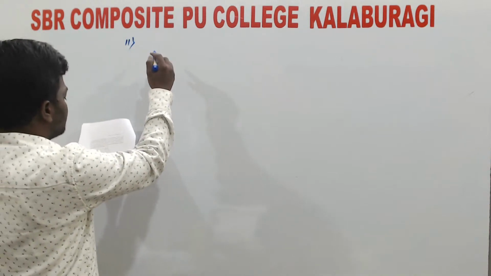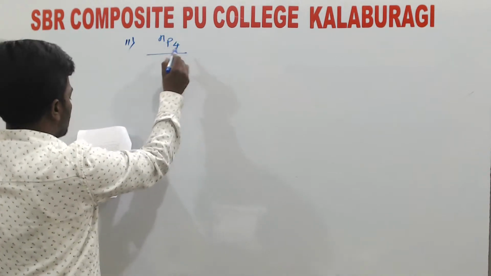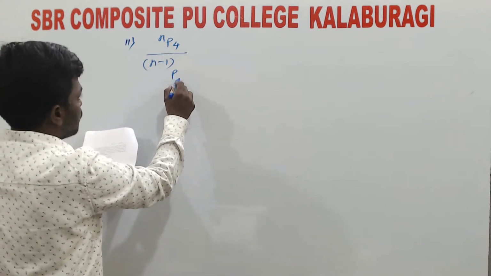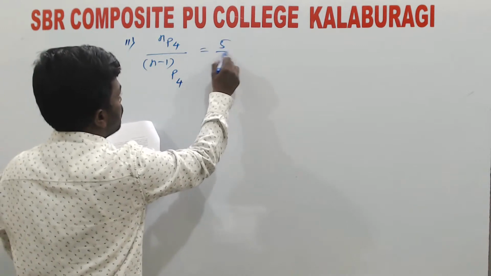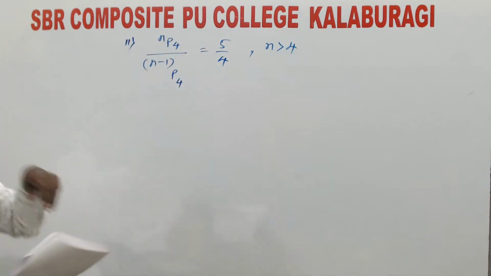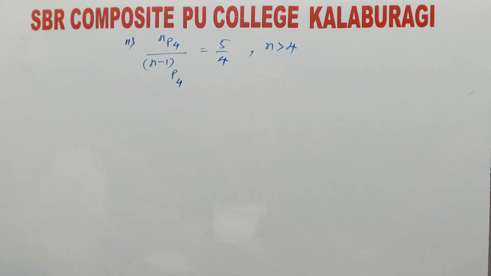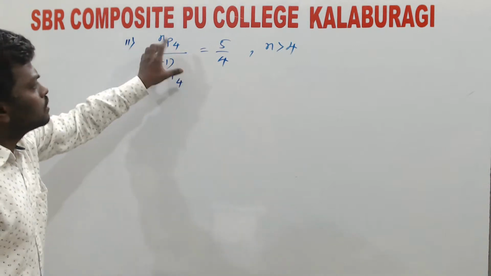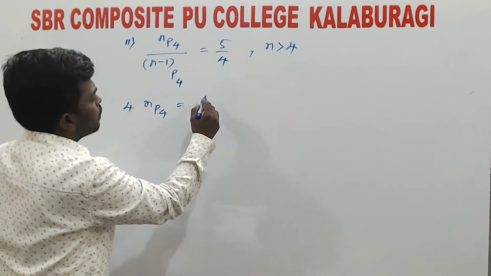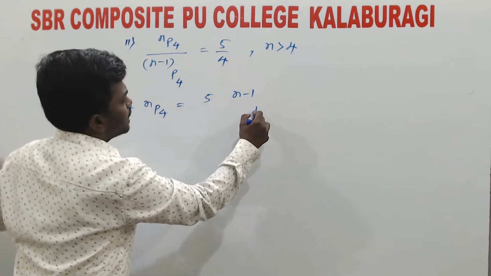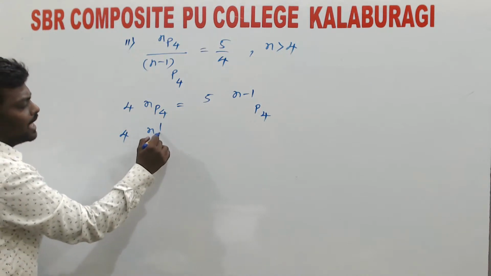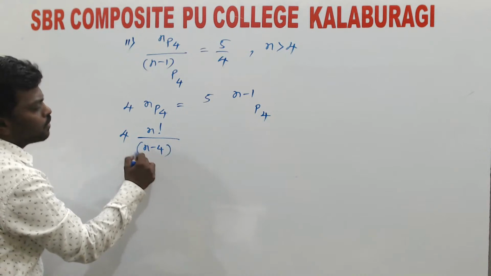Second one, find the value of n such that nP4 by (n minus 1)P4 equals 5 by 4, where n is greater than 4. Okay, students, now look here, what is n? First let us cross multiply. 4 into nP4 is equal to 5 into (n minus 1)P4. So just apply the nPr formula, n factorial by (n minus r) factorial.